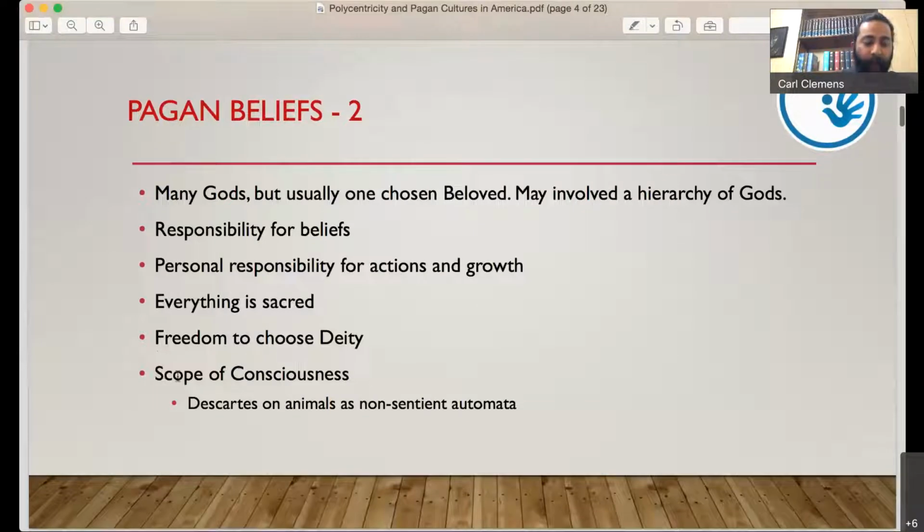Scope of consciousness. Pagans believe that consciousness is not just limited to human beings. It extends to animals. Animals have consciousness. Plants have consciousness. They even believe that so-called inanimate objects and the earth itself have a consciousness of its own. That's a far cry from even modern science. If you look at Descartes and many other Western scientists and philosophers, they believed that animals did not have souls. Descartes called animals non-sentient automata. In other words, they were just pre-programmed, and they just reacted to stimuli. They didn't actually experience anything. They didn't even experience pain.